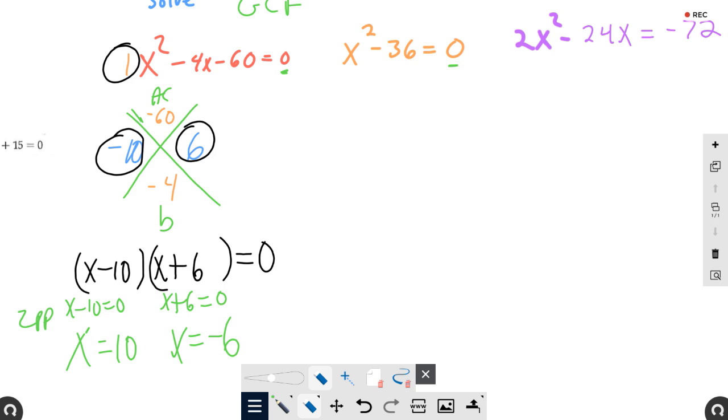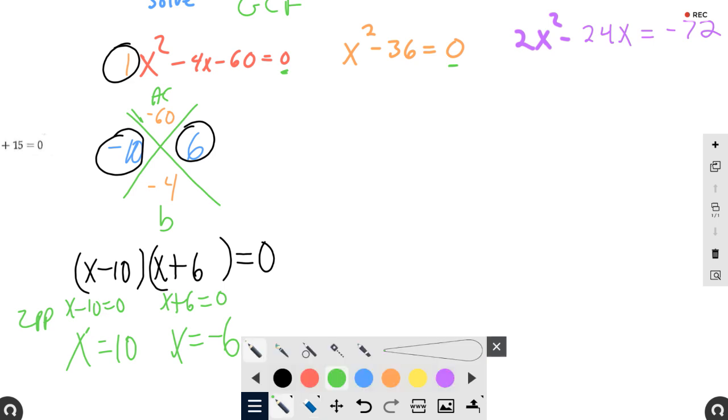Okay, so you have to pick a pencil. Oh, yeah, there you go.